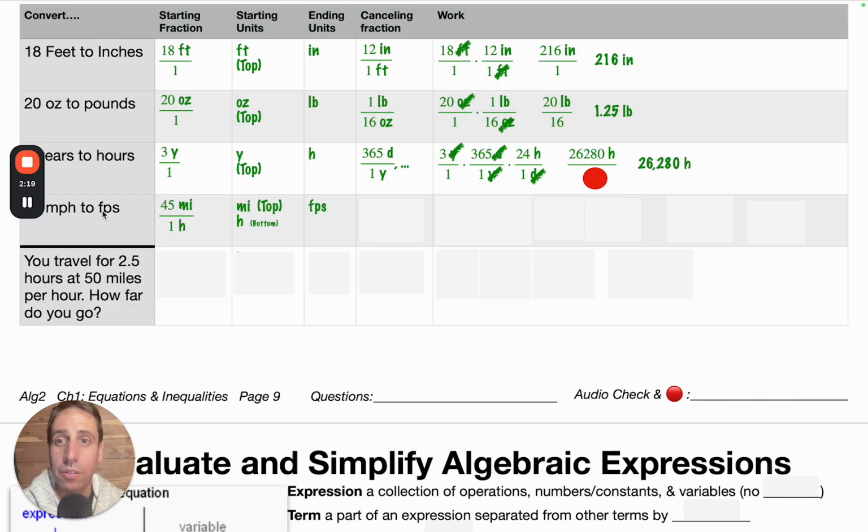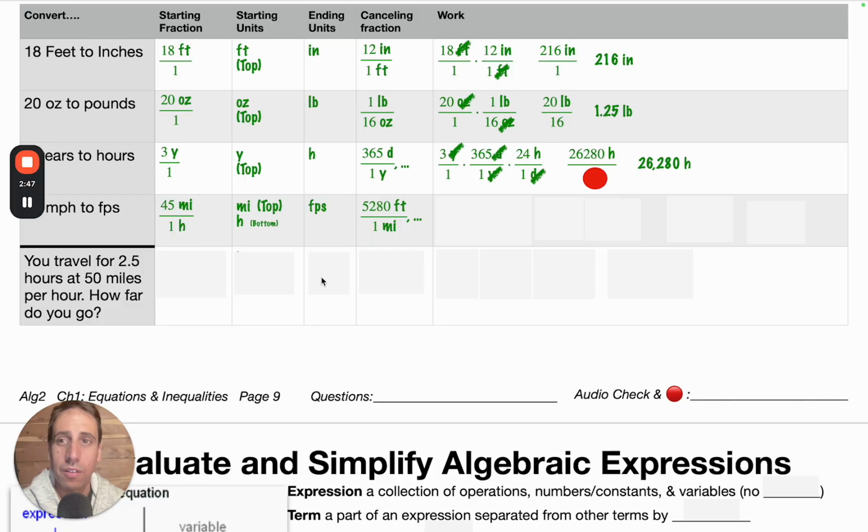So what do we do? A first canceling fraction, let's just get rid of the miles. You can't get rid of both the miles and the hours at the same time. You've got to do one at a time. The order doesn't really matter. Let's get rid of miles. So let's put miles in the bottom so it cancels out miles in the top. And how many feet are in 1 mile? Well, we've got 5,280. And I'm choosing feet because I know my ending units are going to have feet in them. So if I can get rid of miles and replace them with feet, that's a win.